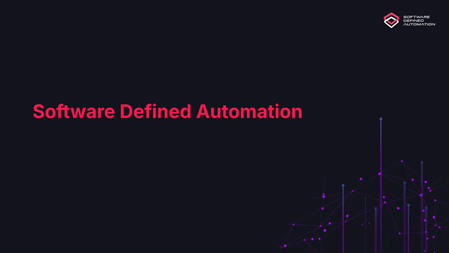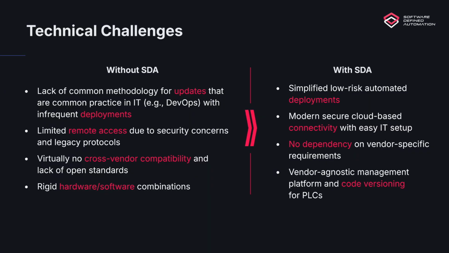So first, before we start, what is software-defined automation? For us, engineers are still at the core of manufacturing, but they depend on software. That leads to technical challenges in the automation industry. We've seen a lack of use of innovative methodologies for deploying updates that are common practice in IT, like DevOps in software engineering, which is my area, by the way. There's limited remote access due to security concerns and legacy protocols like static VPNs. And one of the most limiting issues, the lack of cross-vendor compatibility and open standards, which results in a rigid combination of hardware and software.